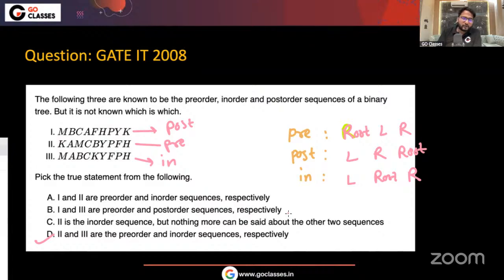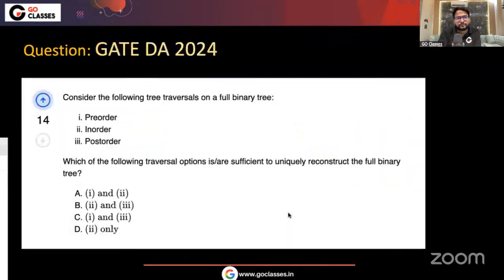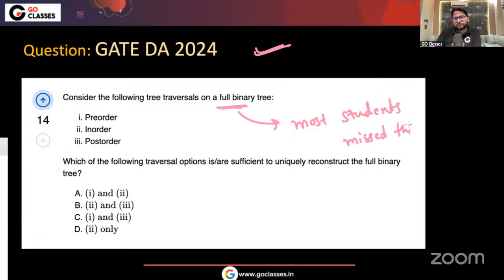Okay. This is also an easy question. See, this question we have already done. This was a nice question, and because of the full binary tree, most students miss this. Okay. So here we have already told you that these three are the correct answers.